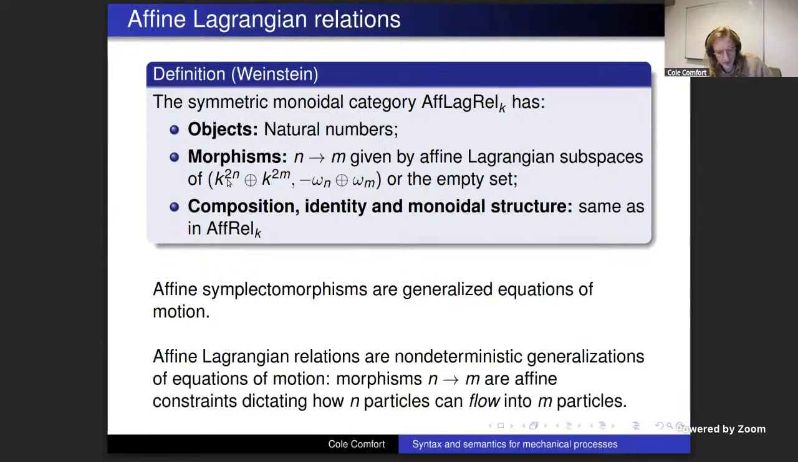Yeah. So again, this generalizes the equations of motion, but moreover, because now things are relations, you can represent not just the equations of motion of particles, but rather the different ways in which particles can flow in a non-deterministic manner. So the morphisms now are constraints saying how things can flow, rather than only being the deterministic evolution of particles according to the equations of motion given by Hamiltonian mechanics.